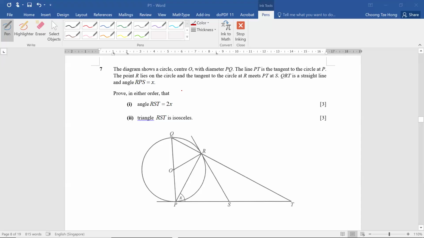Hi students, in this video I'll be going through the 2022 A Math Paper 1 question 7. This is a question related to proofs in plane geometry. So let's read the question.